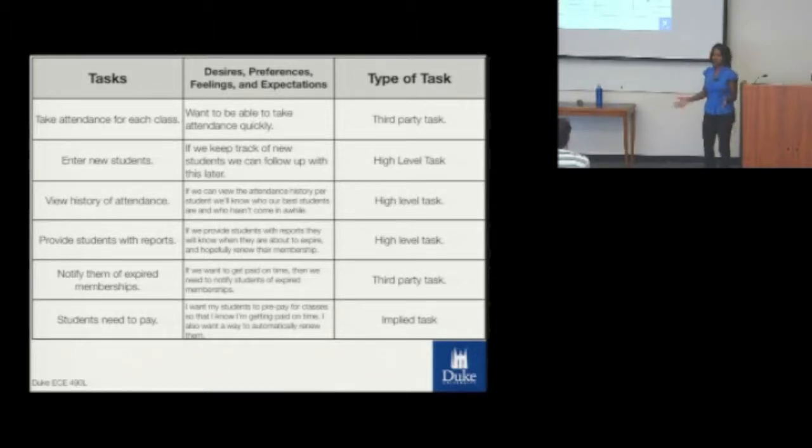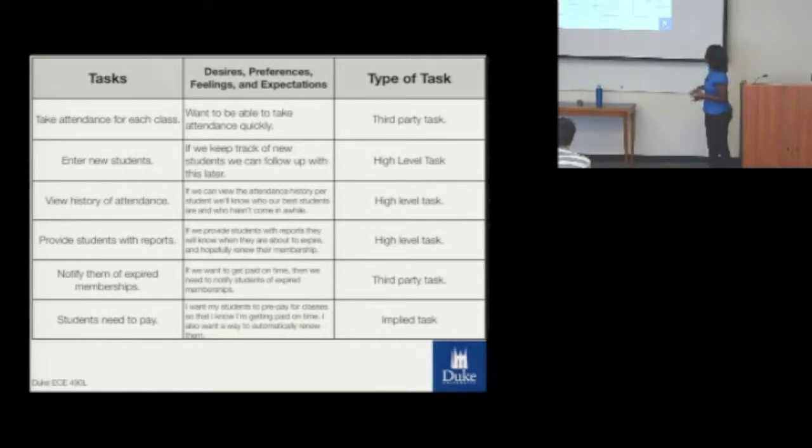Take attendance for each class. Okay, that's the task that they need to perform, and their desire is that they want to be able to do this really quickly. Right? And that's also something that's important, right? When they express this desire, that means whatever feature you design to take attendance better be fast. And they also mentioned that this is a third-party task. So whoever the interviewee is isn't the one that's actually doing it, someone else is doing it.